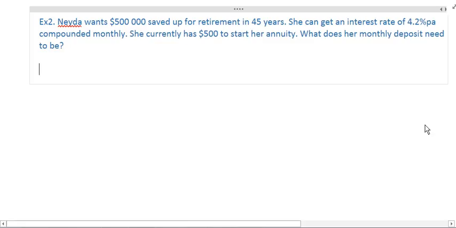Okay, so again, always start by reading the question. If you're one who likes highlighting the key words, key numbers, that's fine, but it's really important to write out what each of the variables is. So again, Nada wants $500,000 saved up in 45 years. Her interest rate is 4.2% per annum compounded monthly. She currently has $500 to start that annuity, and we want to figure out how much she needs to put in every month in order to accrue $500,000 in 45 years.